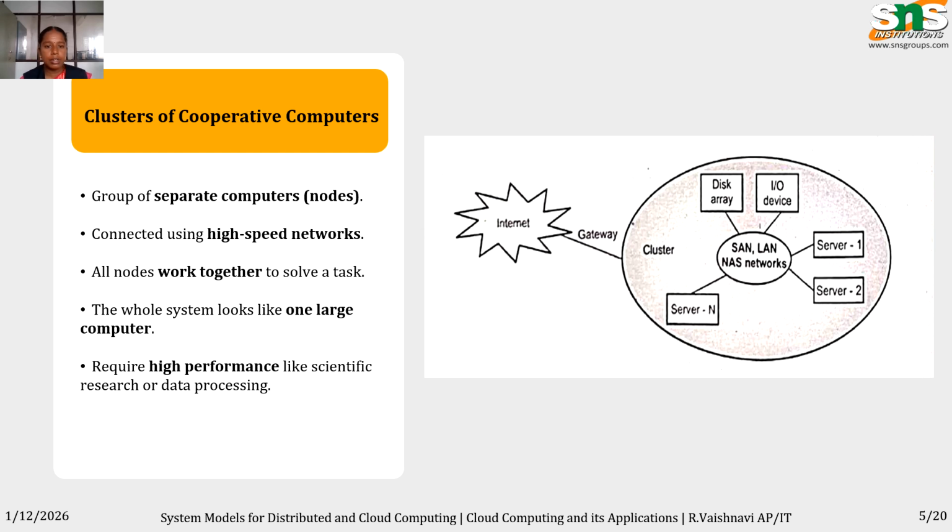And then the cluster of cooperative computers. It is a group of separate computers, which we call nodes. It is connected using a high speed network and all the nodes work together to solve the task, and the whole system looks like one large computer. It is required for high performance needs like scientific research and data processing. This is the architecture for the cluster of cooperative computers. Here the various services are connected with one common server.